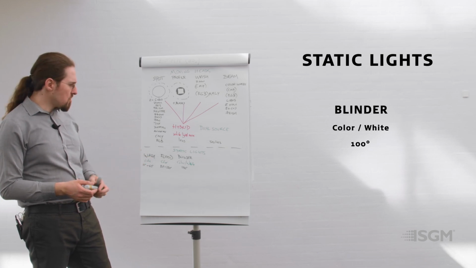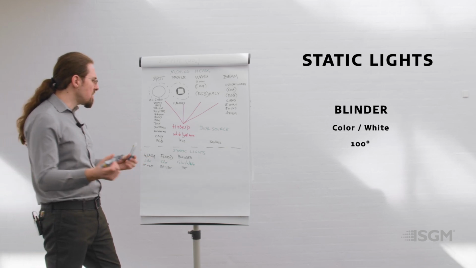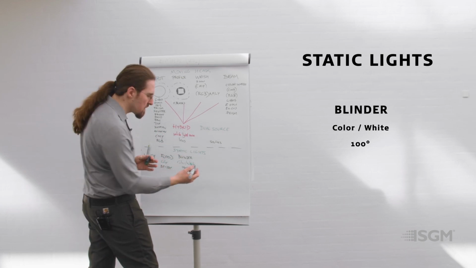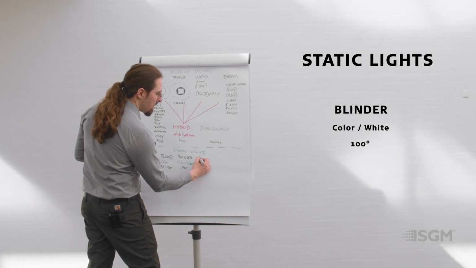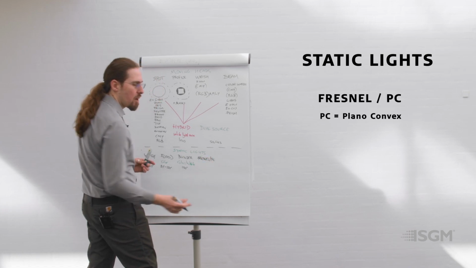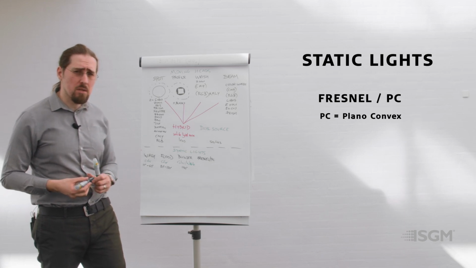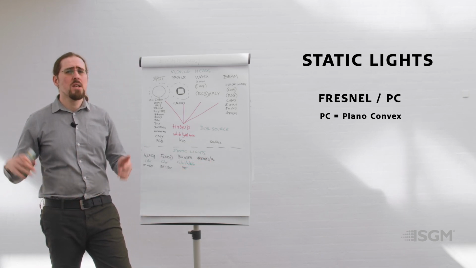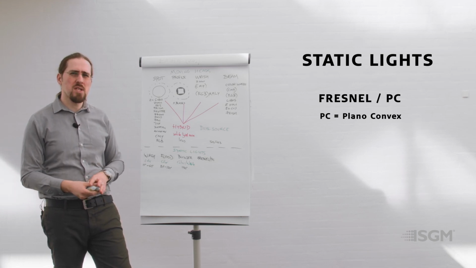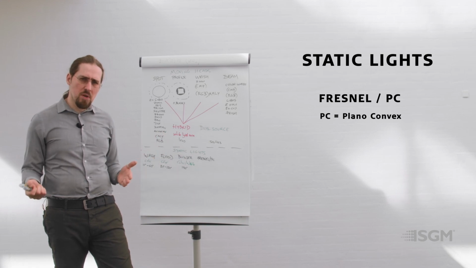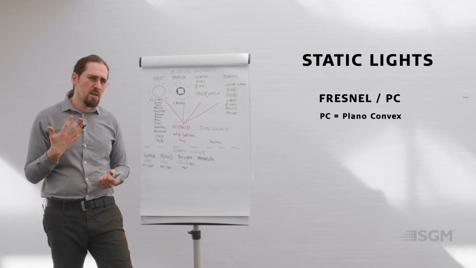So you have a wash, you have a flood, you have a blinder, then you have something that used to be very common in the old days, not that common these days, which is a Fresnel or a PC, a planar convex projector. These are theatrical projectors, very common in the old days. You have a lot of nice options these days in LED as well. Normally you use this for broadcast as a front lighting.